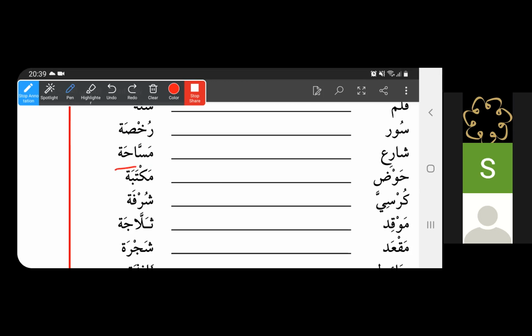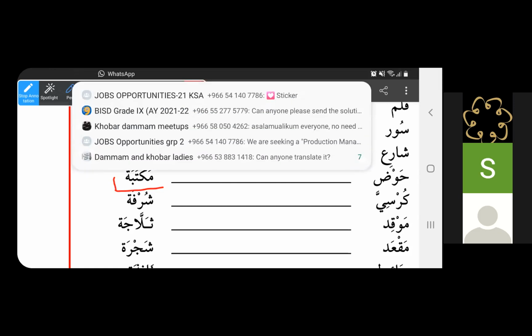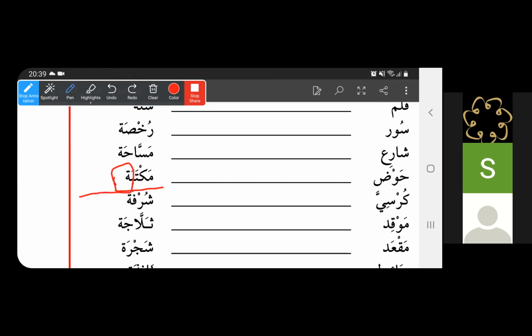نعم. مساحة. To wipe, the wiper. Your mop is called مساحة. أحسنتي. Similarly, in the classroom, your duster, your board eraser, is also called مساحة. نعم. مكتبة. لا. نعم. مكتبة is the library. Any place where books are found. It's your bookshop, your bookshelf, your library, it's مكتبة.